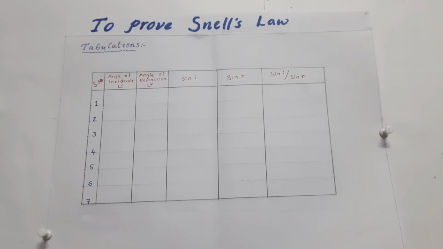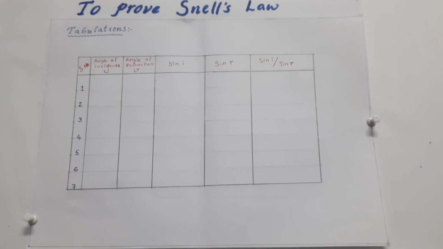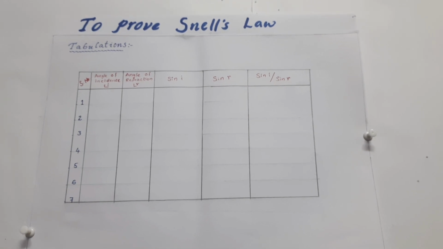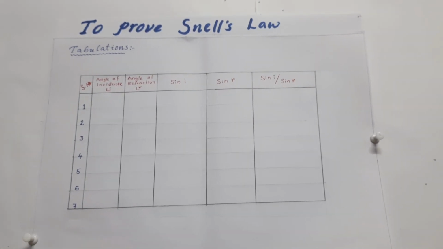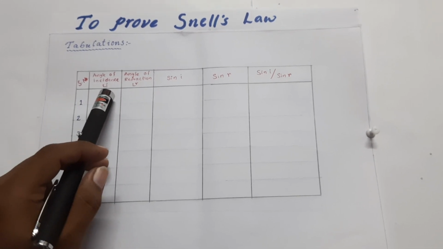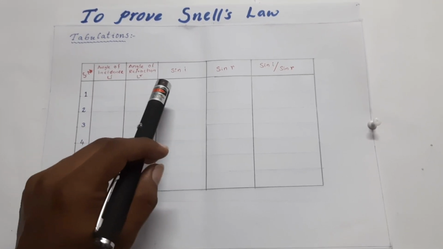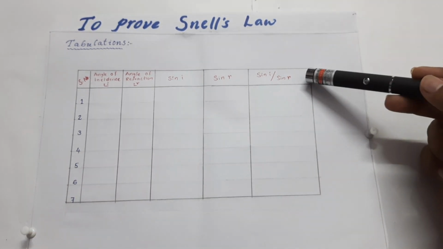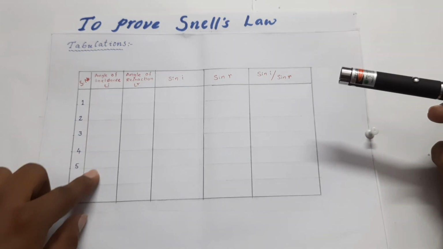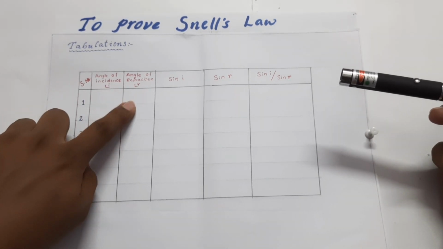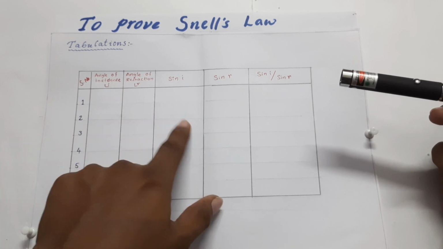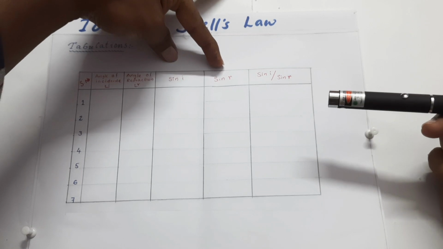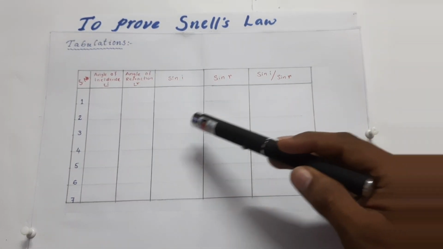These values of angle of incidence and angle of refraction are tabulated in the given table. So in the table we contain the angle of incidence, the angle of refraction, the sine of angle of incidence, the sine of angle of refraction, and the ratio between sin i and sin r. So we will note down the angle of incidence and angle of refraction here, and we will find the sine of every angle of incidence and sine of every angle of refraction, and we will find the ratio of sin i and sin r.